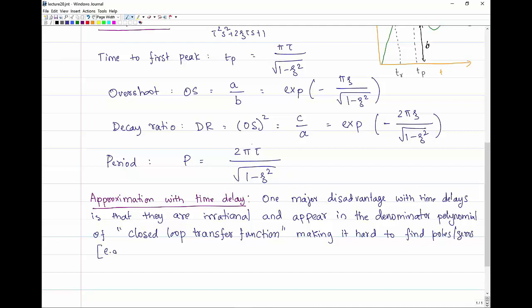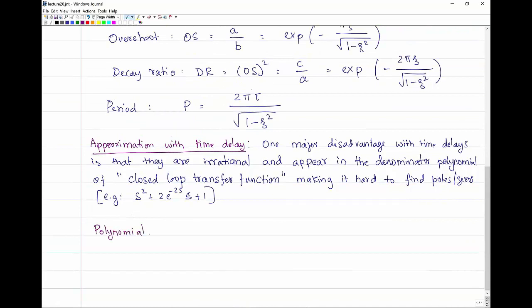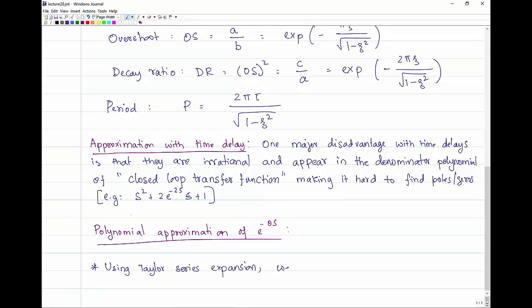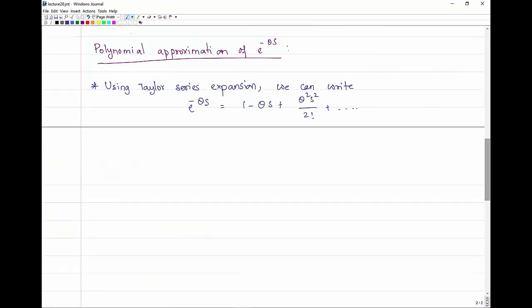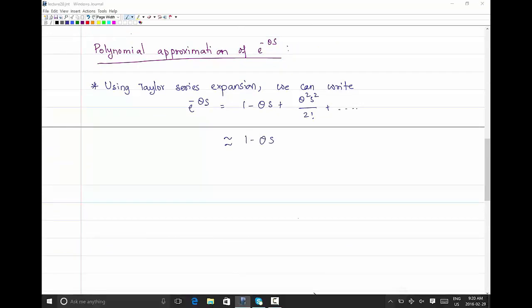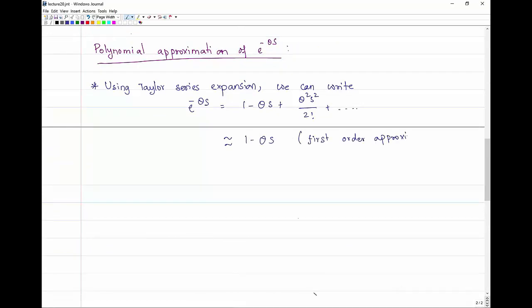There are two types of approximations that one can make with time delay. One is polynomial approximation of e to the power minus theta s using a first-order Taylor series expansion. Expand the exponential term as a Taylor series and then chop off all the terms involving a square or higher order polynomials. You'll end up with 1 minus theta s. This is what is called a first-order Taylor series approximation of the time delay, and it's only valid for small values of theta, as you might imagine.